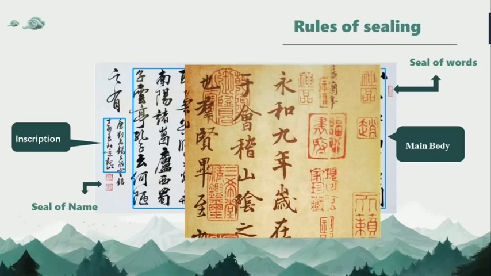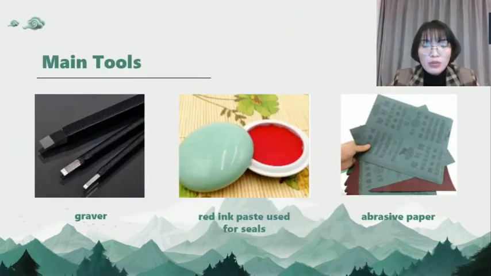Okay, so what should we prepare if we want to learn seal engraving? Here are the main tools that we need to prepare. The first one, of course, is the graver. And then we also need to prepare red ink paste used for seals. And then it's the abrasive paper. It is also very important. So if you want to learn seal engraving, you should prepare at least these three tools.